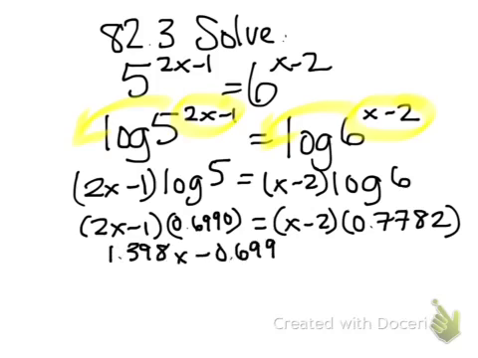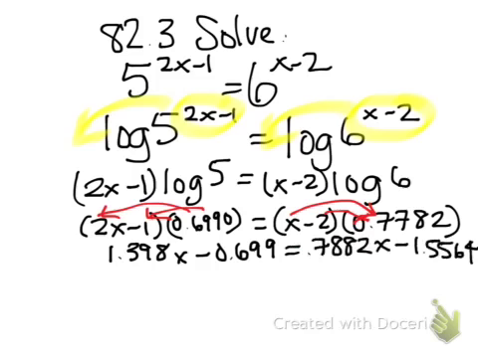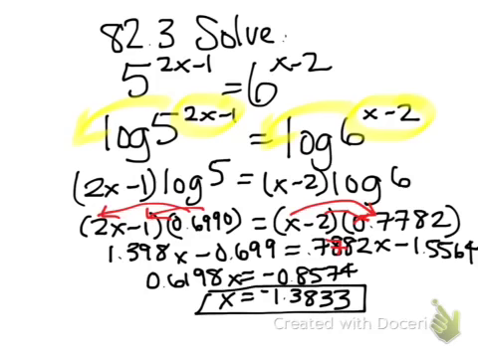So here we're going to distribute. So 2 times 0.6990 is 1.398 minus 0.0699. And then we will distribute here as well. So we will get 0.7782x minus 1.5564. Go ahead and solve the equation from there. And we get x is equal to 1.3833.